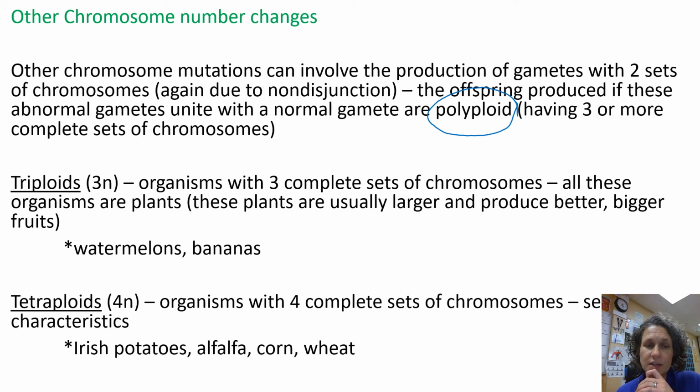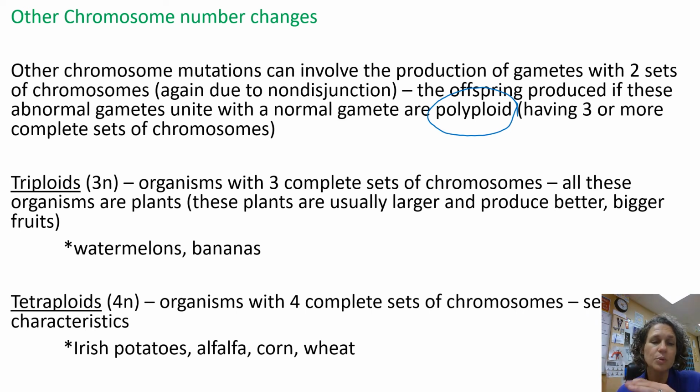A triploid is 3N, so you've got 3 complete sets of chromosomes. All of these are plants, like I said, and there's a benefit to it. The plants themselves are usually larger and stronger. The fruit that they produce is usually bigger and better. So this is a sought after trait if you are a farmer of some of these types of plants. There are ways to do this genetically to change the different combinations, and it does help as far as the products go.